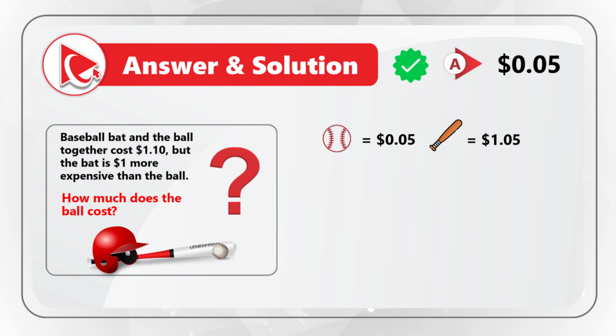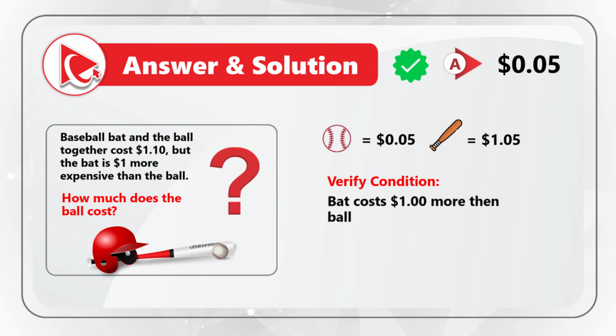Let's verify the main condition of this problem. The bat costs $1 more than the ball, which is correct. 5 cents plus $1.05 equals $1.10. And if we subtract 5 cents from $1.05, it would be equal to $1. So the correct answer here is choice A. The cost of the ball is 5 cents. Hopefully you've nailed this problem and now know how to solve similar problems on the test.